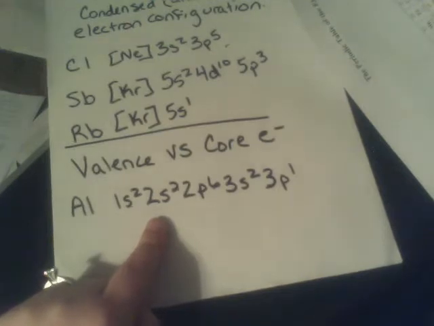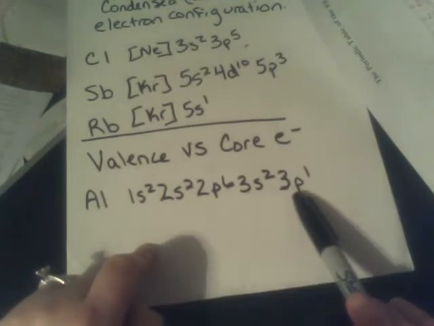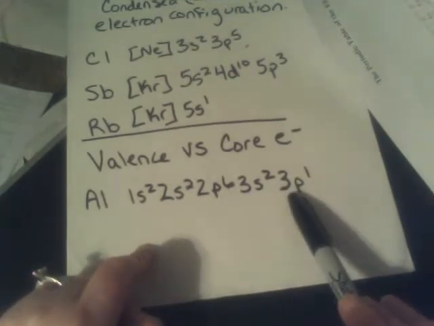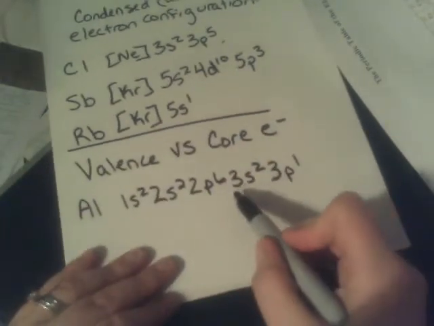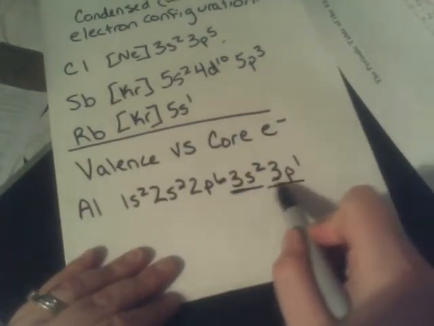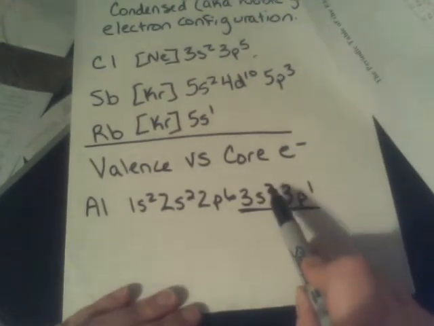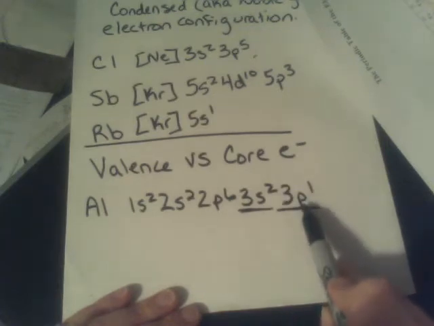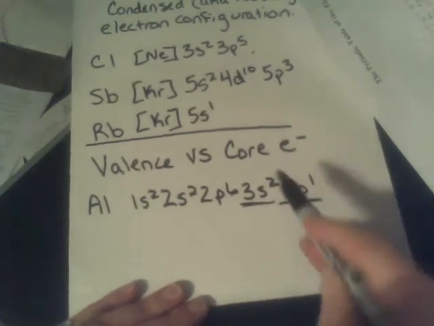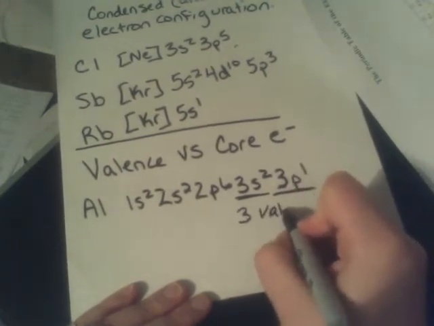Now, what is the highest energy level aluminum reached? The third energy level, n equals 3. How many electrons are in that? So what I do is I have a tendency to underline them, right? And it looks like there are 2 electrons in the 3s, and there is 1 electron in the 3p. So it's a total of 3 valence electrons.